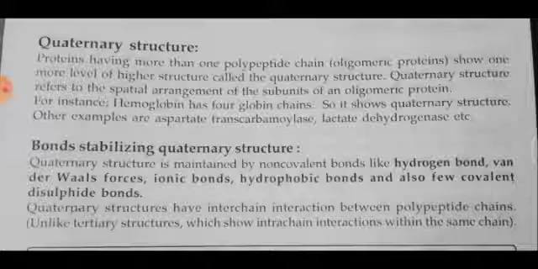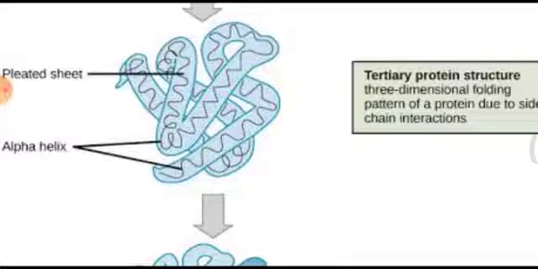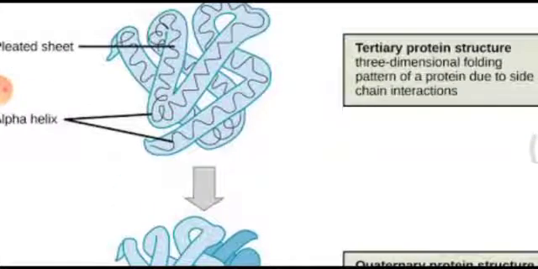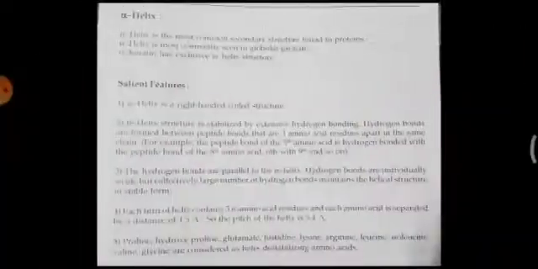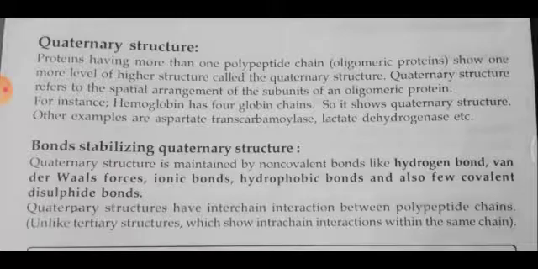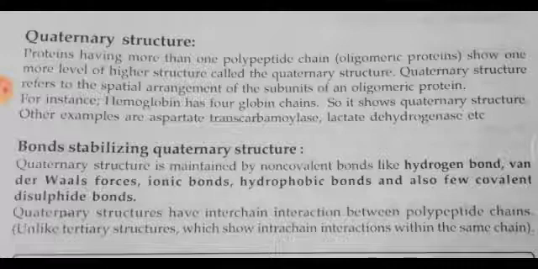Next is quaternary structure. If you want to study quaternary structure, let us see once again the structure. This tertiary structure is for a monomeric protein. If we see tertiary structures like that, with 3 or 4 subunits, they are going to combine to form quaternary structure. And how these quaternary structures are stabilized or organized, let us see under this heading, quaternary structure. Proteins having more than one polypeptide chain. More than one polypeptide chain means they are oligomeric in nature. In brackets you can see they show one or more levels of higher structure called quaternary structure. Quaternary structure refers to the spatial arrangement of the subunits of oligomeric proteins.